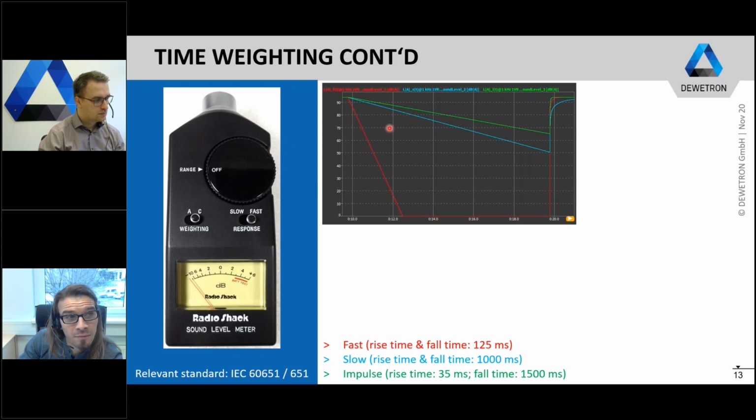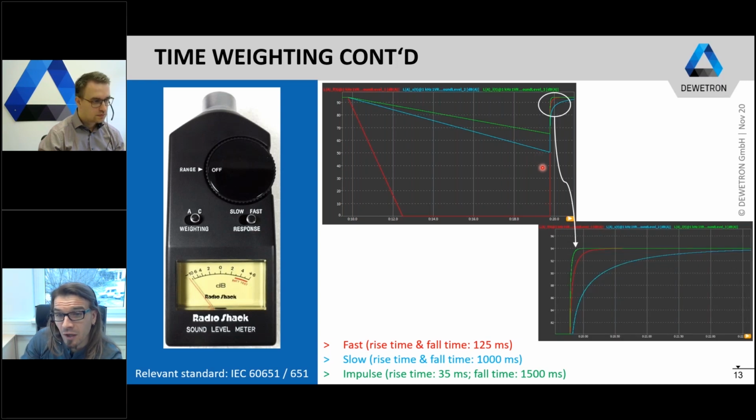The slow one needs very much time, and after 10 seconds it only decreased by approximately 35 dB. And the impulse one has the longest weighting function here, of 1500 milliseconds, so it is decreasing very slowly, and after 10 seconds, only a 20 dB decrease can be read off. And vice versa, when you instantaneously turn on a sound source, again the real value can be read off quicker the slower the time constant is.